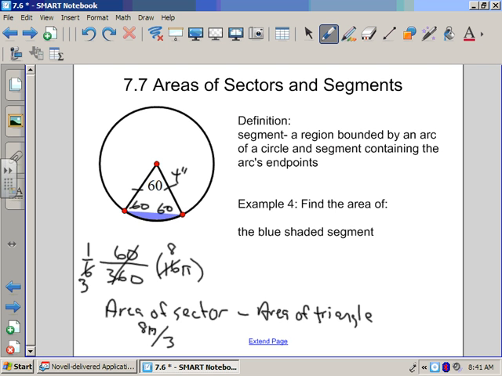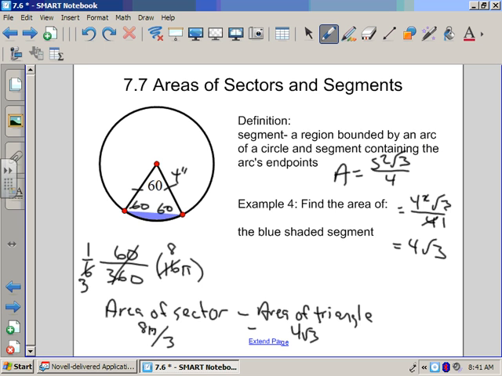Remember that the area of an equilateral triangle is the side squared times the square root of 3 divided by 4. So in this particular case, with s being 4, the area is equal to 4 squared times the square root of 3 divided by 4. 4 goes into 4 squared 4 times, 4 goes into 4 one time, and my answer is 4 times the square root of 3. So the area of the triangle is 4 times the square root of 3.